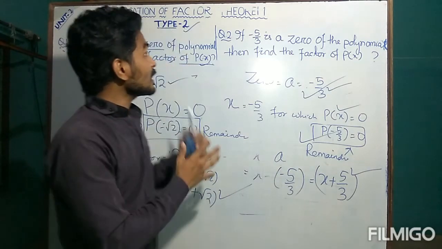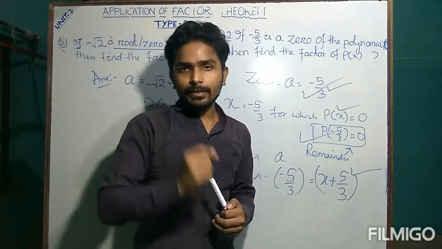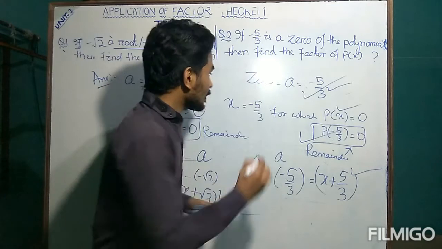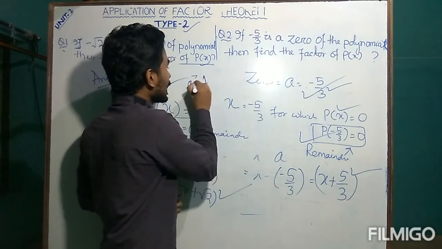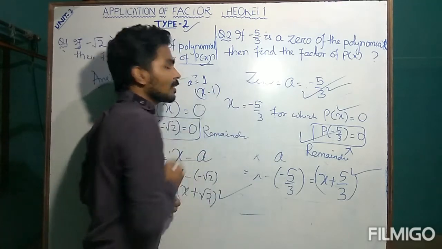Okay, so in this question we can easily find out the factor if the root is given. If the root is 1, that means a is 1, then what is the factor? The factor is x minus 1.